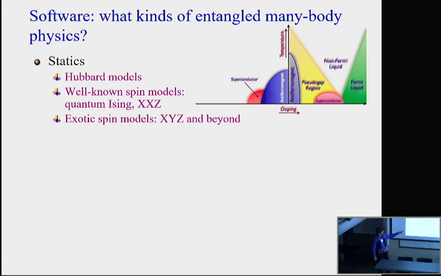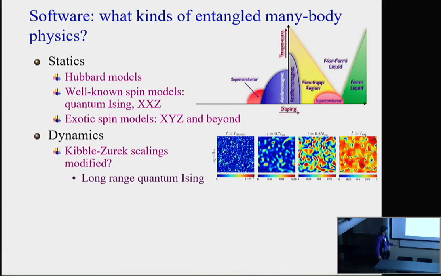And then exotic spin models like XYZ and beyond can also be done. Okay? And then if you want to do dynamics, you can ask things like, well, what about Kibble-Zurek scaling? That's the density of defects when you go through a phase transition, depending on how fast you go through, on the ramp rate, and it's trying to define non-equilibrium physics out of equilibrium physics.